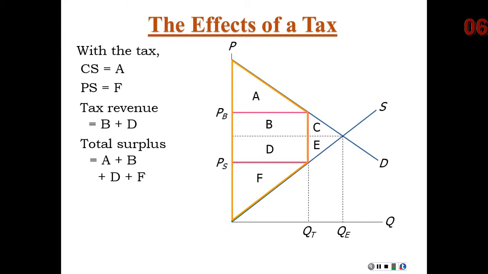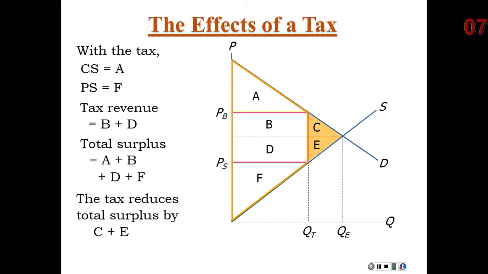Obviously, total surplus is smaller with the tax than it was without the tax, right? And it's smaller specifically by the amount C plus E. And you might say, well, why don't we count C plus E? Good question. Because those are units that no longer take place. These are not units that are produced anymore. They were produced without the tax, but they're not produced anymore, and they're not bought, obviously, by the consumers.